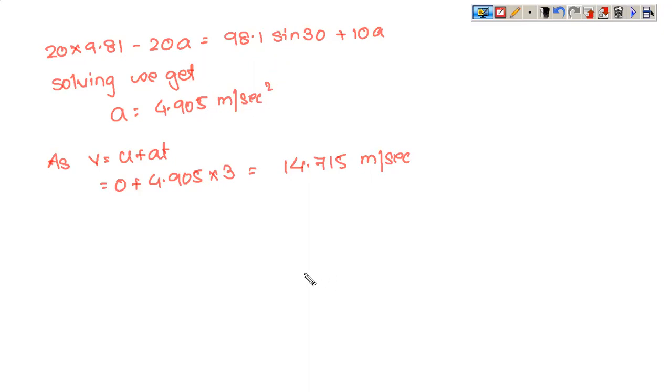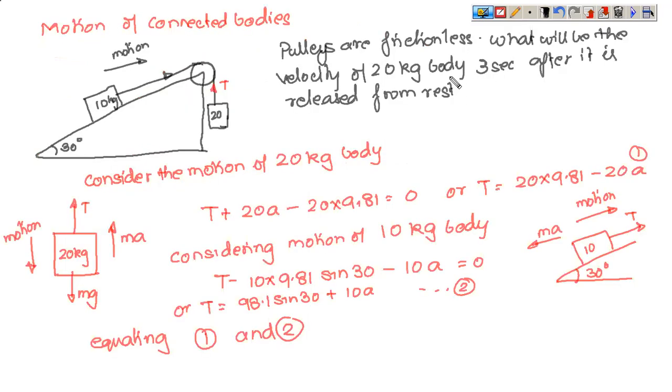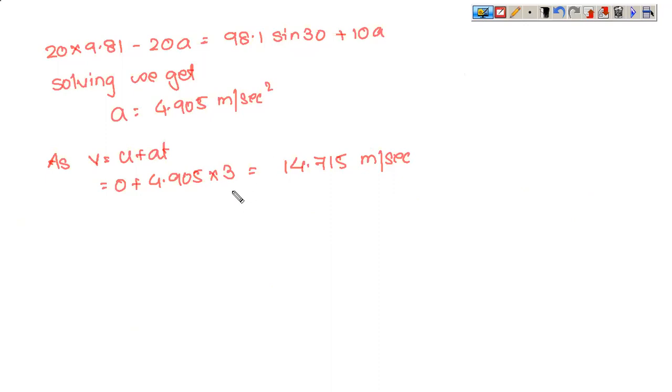Now, if acceleration is known to you, the problem is to find the velocity of the body 3 seconds after it is released from rest. So the time is 3, acceleration is given, and rest means the initial velocity is 0. So the final velocity comes out to be 14.715 meters per second. So this is one numerical that you need to understand and see how it can be solved.